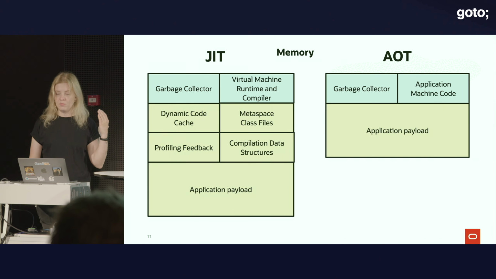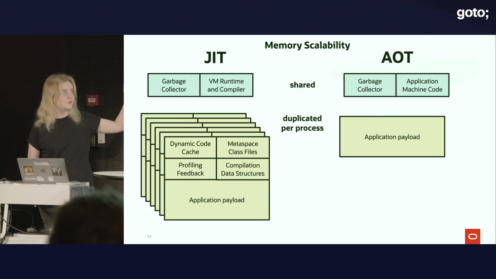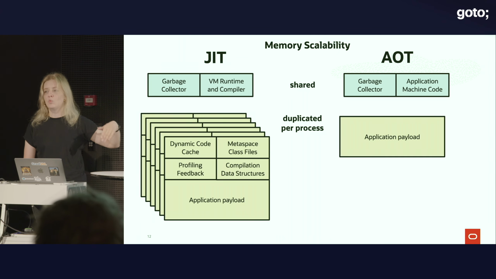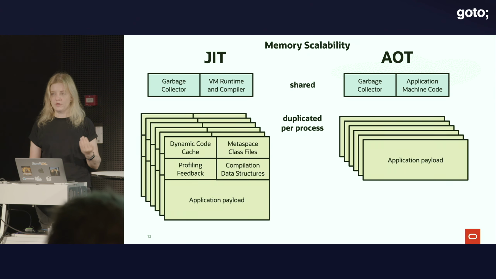And this becomes even more meaningful if you want to scale your application. So as you scale, you would need to add memory for all those things if you are scaling on the JVM by adding more instances, while in the native image mode, when you're scaling, you only need to add more memory for the actual application payload.